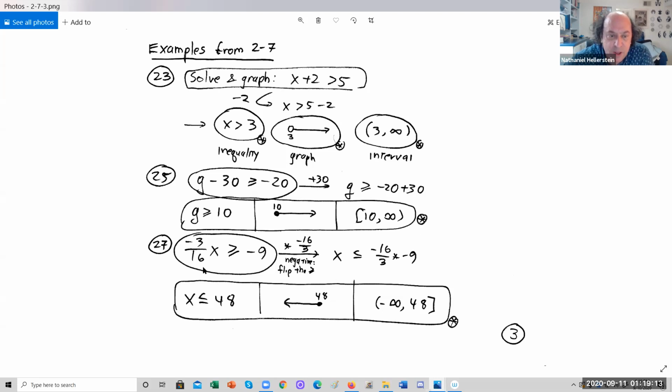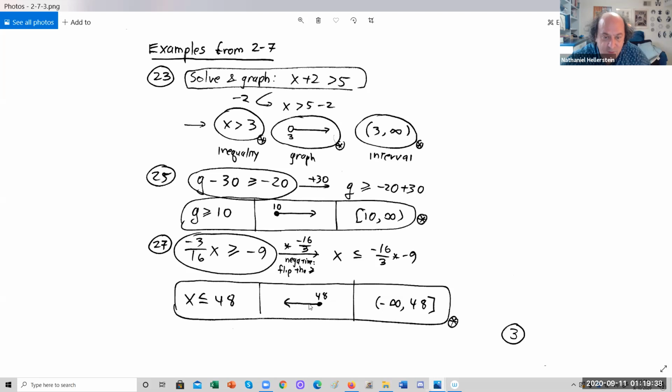All right, we proceed. Now here, negative 13/16 x is greater than or equal to negative 9. Now, we can get rid of this by multiplying by the reciprocal, negative 16 over 3. But because it's negative, that will flip this inequality from a greater than or equal to a less than or equal. So we get x less than or equal to negative 16/3 times negative 9, which works out to x is less than or equal to 48.